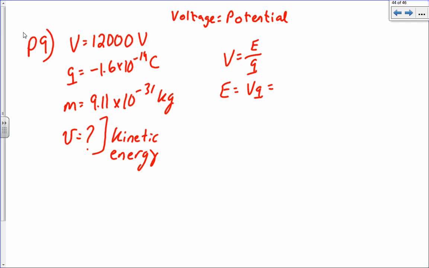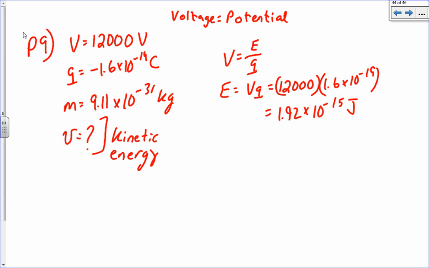So energy is equal to V times Q. That's 12,000 times 1.6 times 10 to the minus 19. I can leave the negative off here because that's really going to deal with the direction that it's going, and I'm not really concerned with the direction. I only want to know the magnitude. So 12,000 times that, I get 1.92 times 10 to the minus 15 joules, that's an energy.